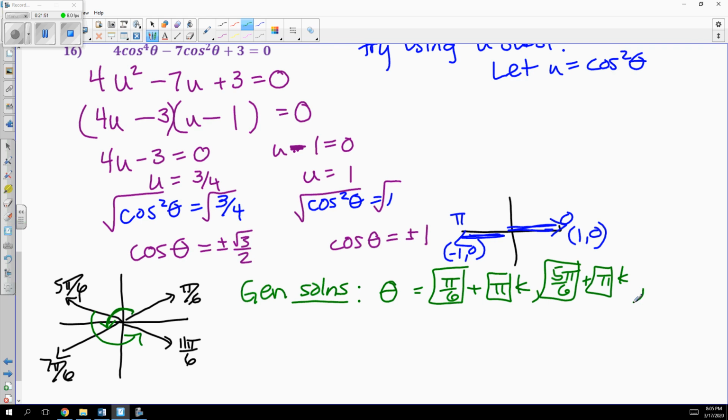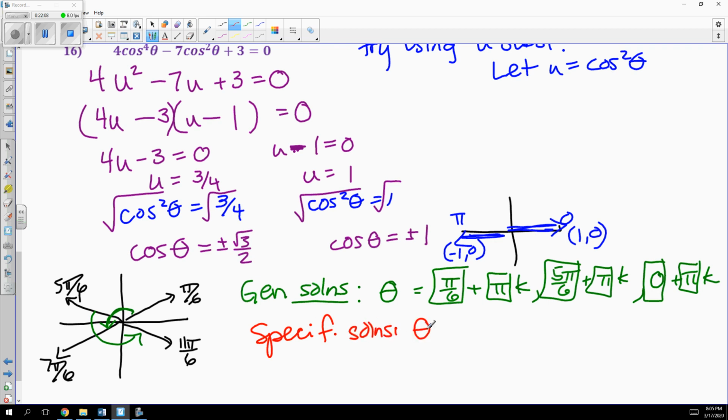You should also be able to type in 0 plus pi k. Remember that you have to do the least. So 0 is the least, not pi. We're going to start with 0 instead of pi. All right?